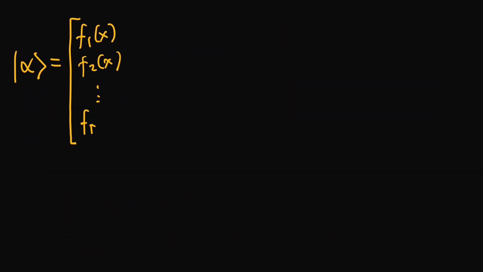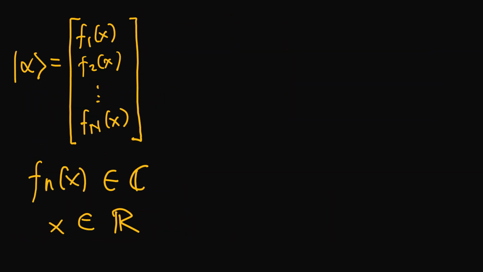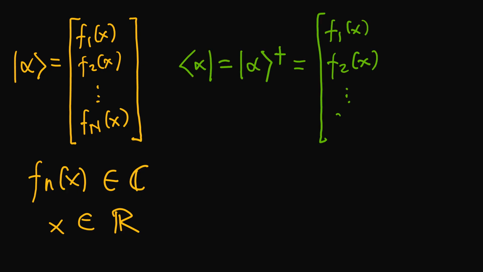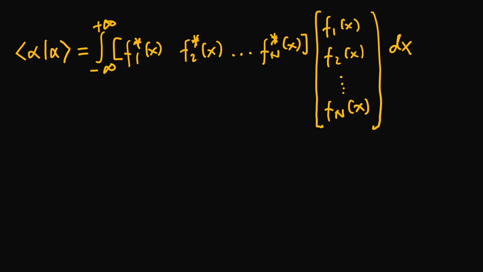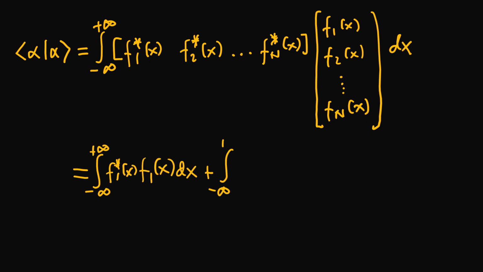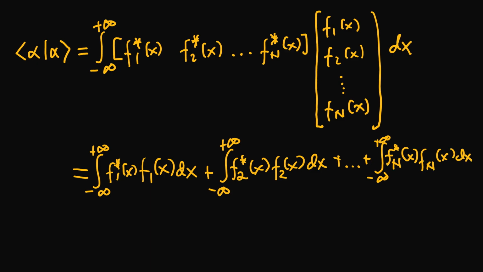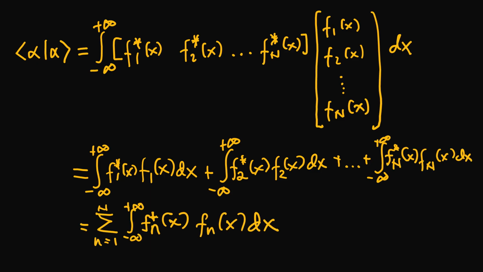How about a more general quantum state? Here, ket alpha is a column vector whose components are complex functions. Bra alpha is the transpose, a row vector whose each component is equal to the complex conjugate of each function. How to calculate the inner product of the state ket alpha with itself? We multiply the row vector with the column vector, and do not forget the integration because each element is a function. What we will have is the summation of each integration from n equals 1 to n equals capital N.